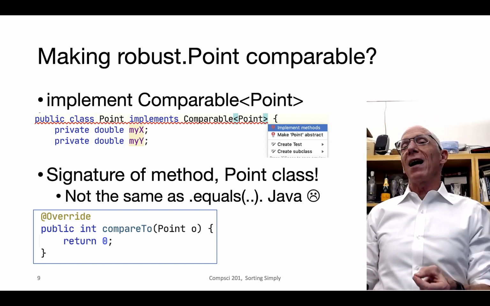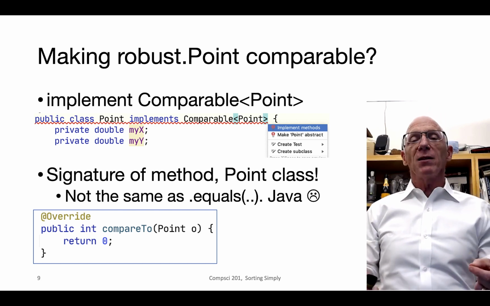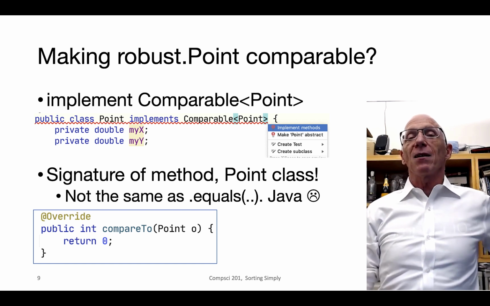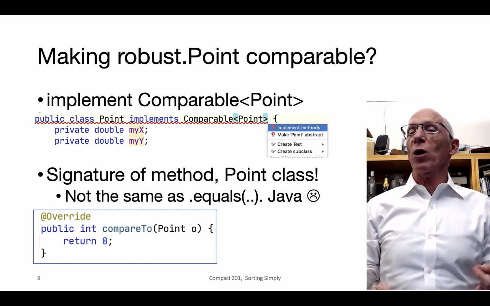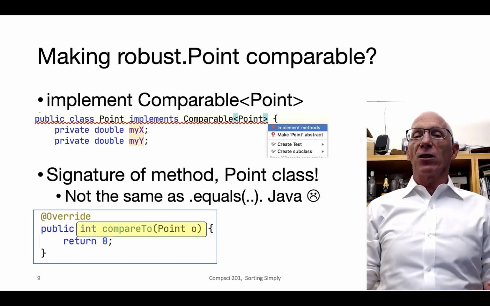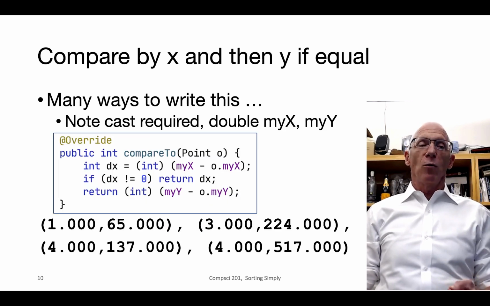Recall that for .equals, the parameter type was Object. Well, that's because equals is inherited from Object, but Object is not Comparable. So we'd have to implement this method with that signature and return a value appropriately. Here's one way we could do that.